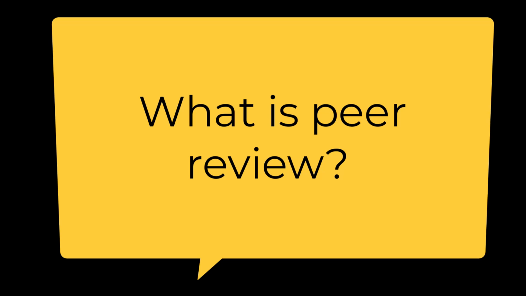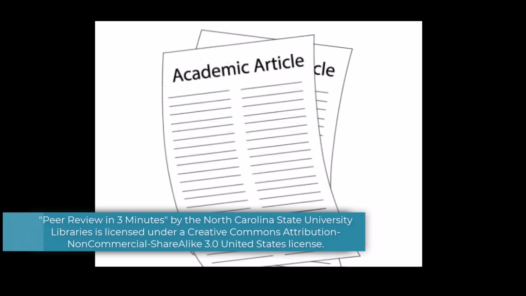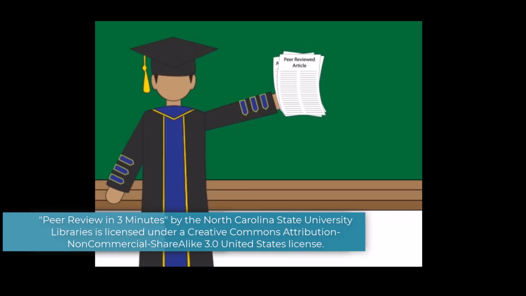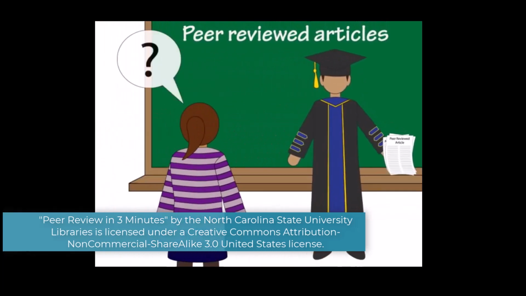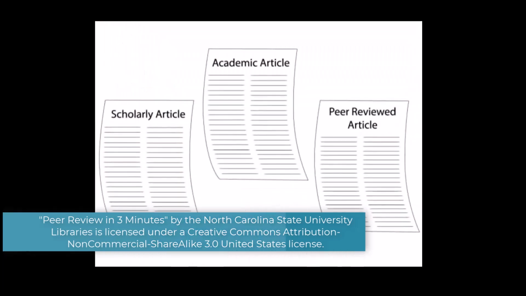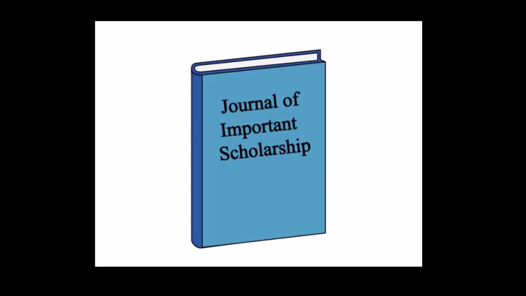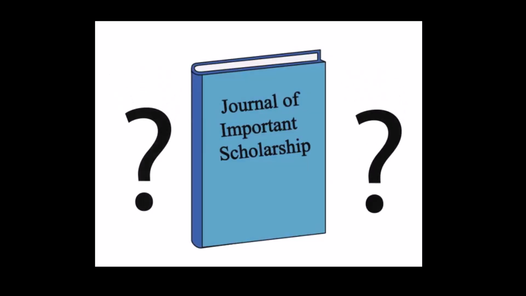This quick video will show you what makes a peer-reviewed article different from other resources. Scholarly articles, academic articles, peer-reviewed articles. You may have heard these terms used by your professor, but what do they mean? Essentially, these are all different ways of describing the same thing, research articles that have been published in scholarly journals. But what is a research article, and how does it get published in a scholarly journal?